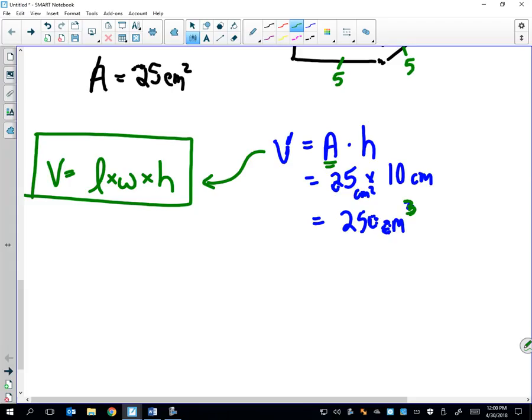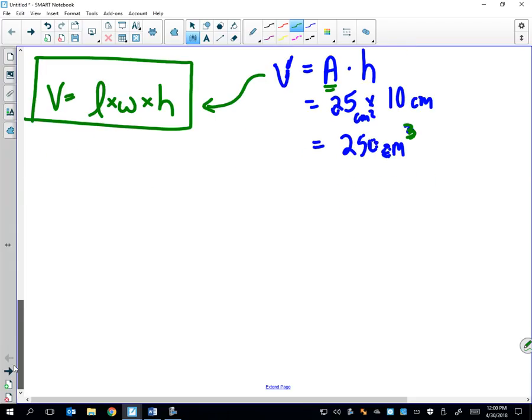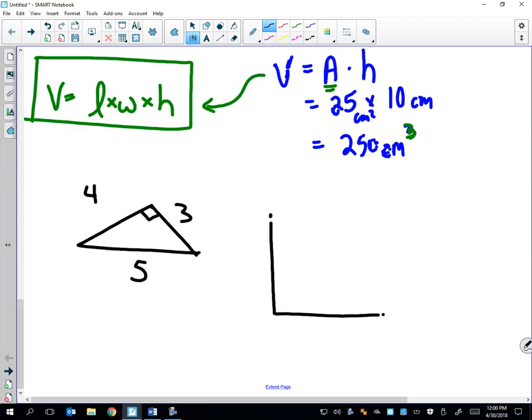Okay, let's look at another shape. What if we had this shape? Notice again, we're looking at this on an angle. I'm going to say this is 4, this is 3, and this is 5. And I'm going to take this triangle and put it straight up. Let's pull it up. How far? 10. Again with the 10. So I get this shape.